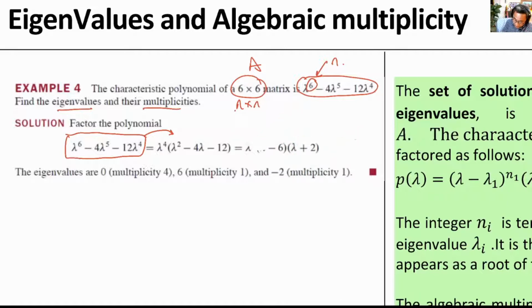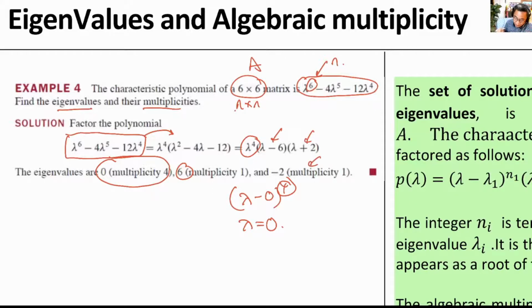Now, let's talk about multiplicity. Lambda to the power of 4 also means lambda minus 0, to the power 4. It means that lambda equals 0 is an eigenvalue and is repeated 4 times. So the multiplicity of eigenvalue 0 is 4. The multiplicity of eigenvalue 6 is only 1. Lambda equals minus 2 is only 1. Okay, so this is practice of multiplicity and getting the eigenvalues from the characteristic polynomial.